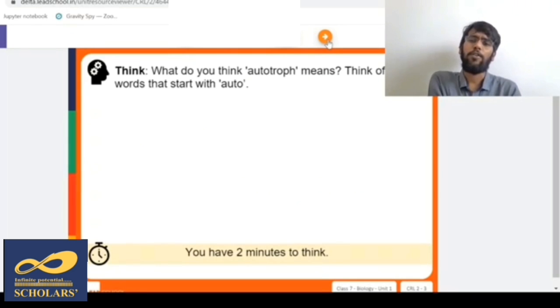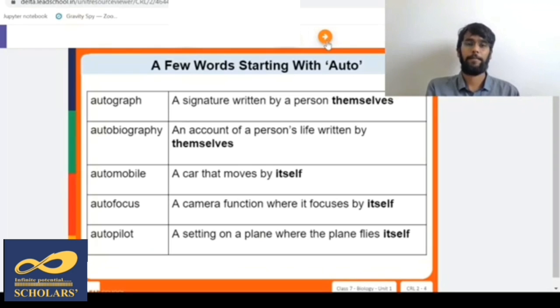So what do you think autotrophic means? Think of some words that start with auto. A few words that start with auto are autograph, a signature written by a person themselves; autobiography, an account of a person's life written by themselves; automobile, a car that moves by itself; autofocus, a camera's function where it focuses by itself; and autopilot, a setting on a plane where the plane flies by itself. So what is common in all these words and their meanings? They do that particular activity by themselves.